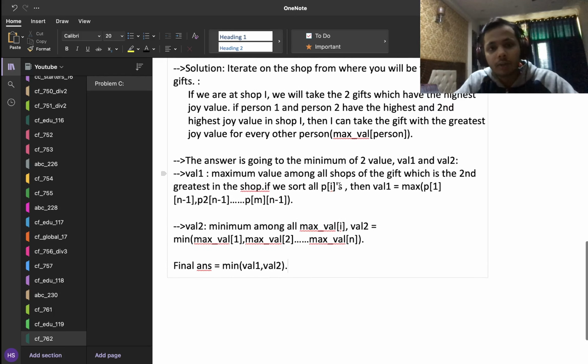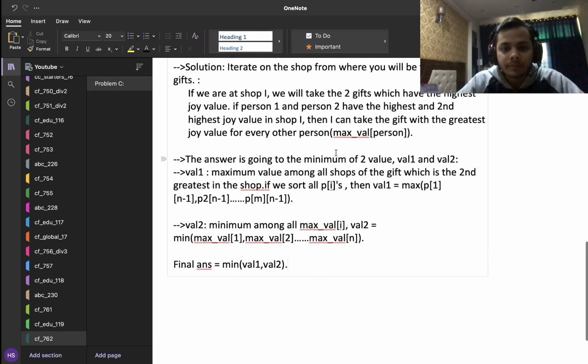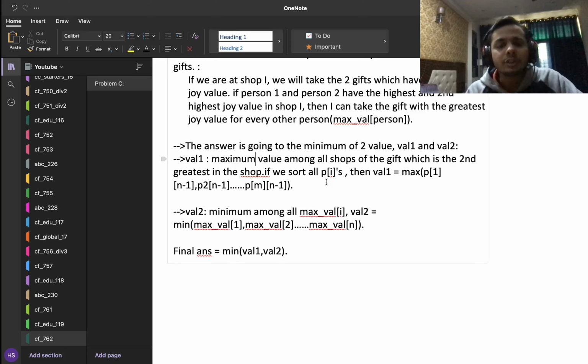So just to reiterate, what I'm doing is, first of all, I'm choosing a shop which will maximize my second maximum, right? So I'm taking the maximum value of the second maximum among each shop. And once I have fixed my shop, I know that I have already purchased the gifts for 2 people, but for the remaining n minus 2 people, I am free to use their maximum values as my gift, right? So I will just take the maximum value of all the remaining n minus 2 people, but I can also include those 2 people because it doesn't matter, because the gift which I have already purchased for them will be less than or equal to their maximum value, right? So even if I include that in my val2, that's not going to change anything. So val2 will be the minimum among all the max val i.